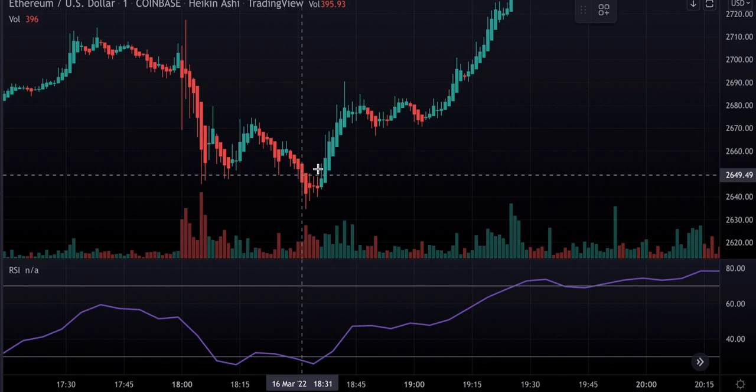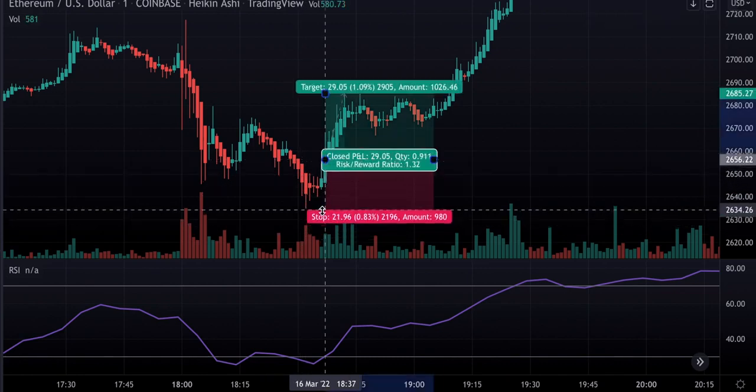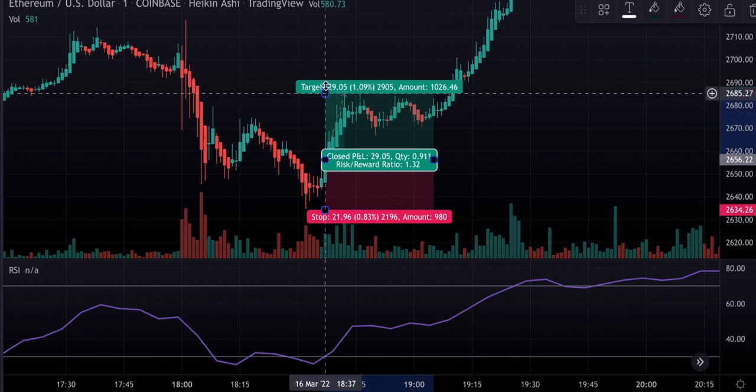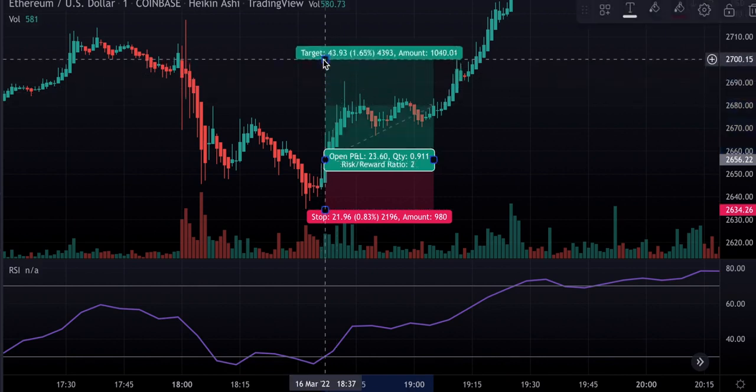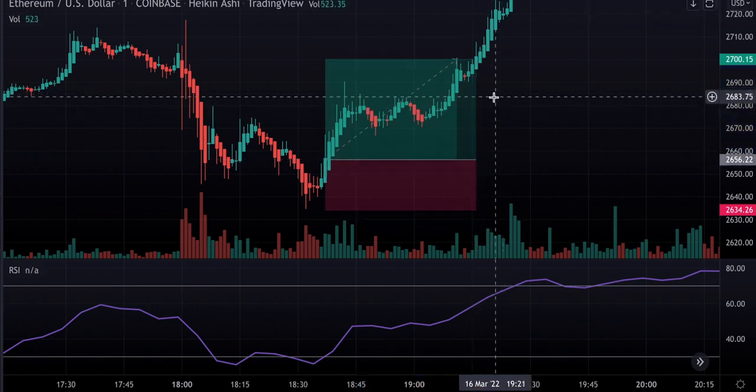So we would enter a long position and set our stop loss at the recent swing low, and we would target 2 times the risk. There we go. The price went in our favor and we closed this trade with a profit.